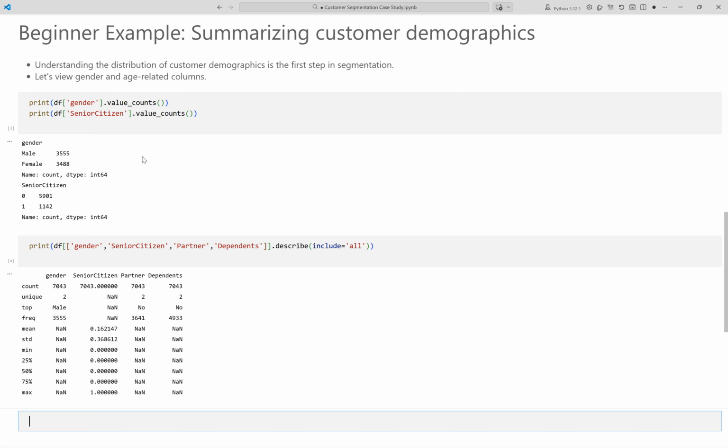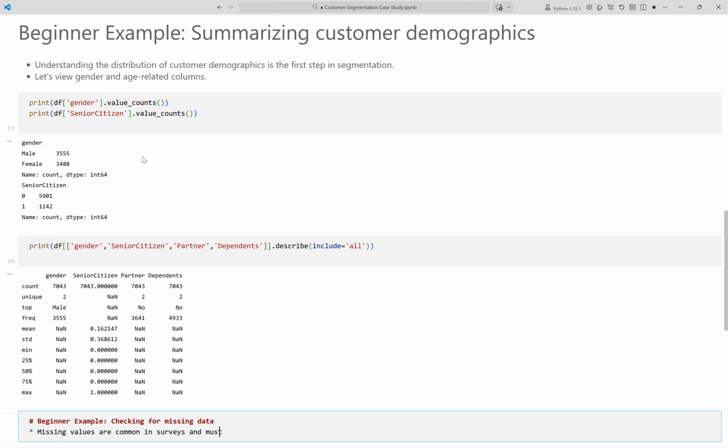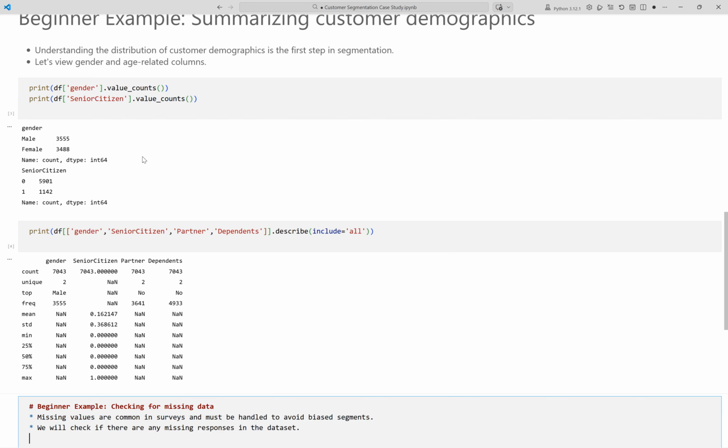Beginner example, checking for missing data. Missing values are common in surveys and must be handled to avoid biased segments. We will check if there are any missing responses in the dataset.